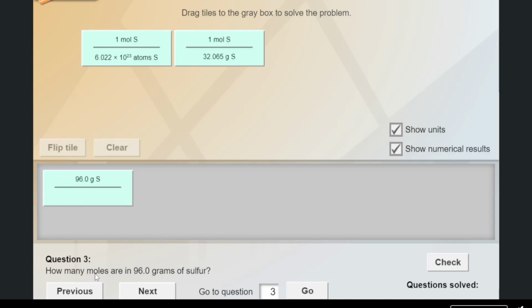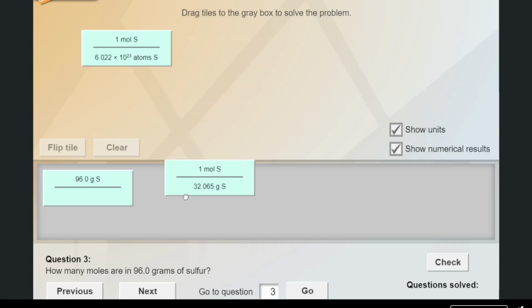If we're converting between moles and grams, we would use molar mass. So we have our two options here. We have Avogadro's number, and then we have molar mass. And since this is just a simple one-step equation, it takes one conversion factor, grams on top, grams on bottom. Our unit is moles, that's what we're looking for. We're going from grams to moles, so we're solving for moles. 96.0 divided by 32.065 equals 2.99 moles of sulfur.